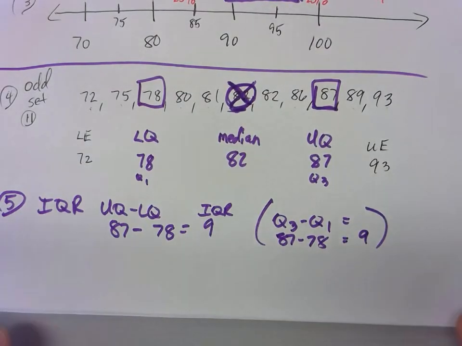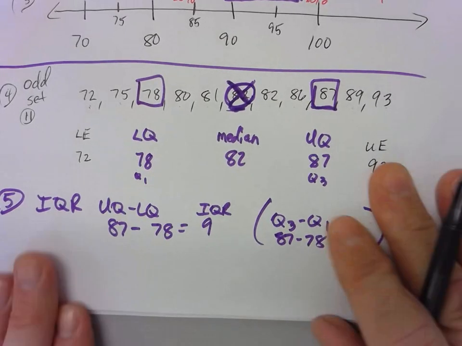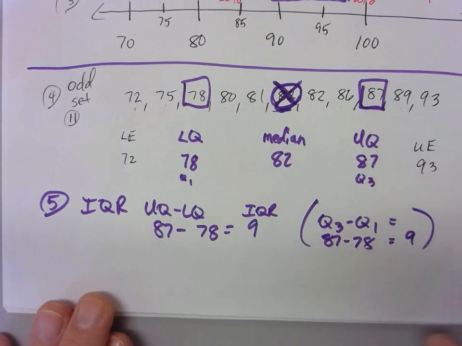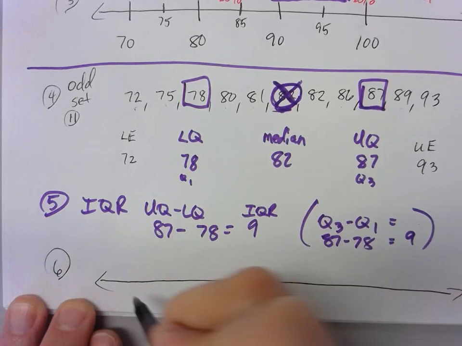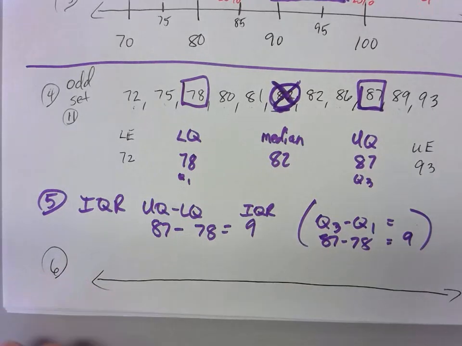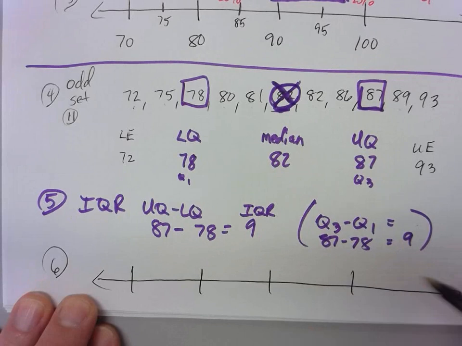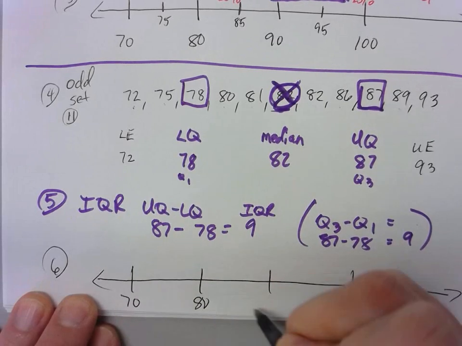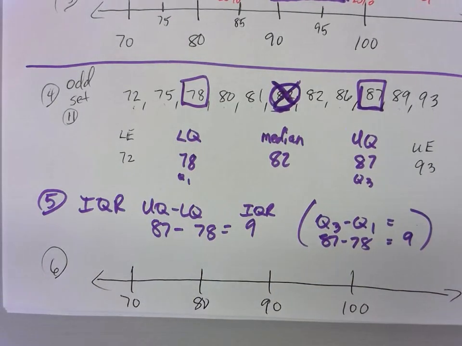Now that brings us to our last part, where we're going to make our box plot down here. Let's make a little number line. Hopefully you can see this alright. We've got to go from 70 to 95-ish, so 70, 80, 90, 100. Anytime you do these, you have to make a number line. Try to make the spaces between the dashes about the same distance apart so it doesn't look wonky.